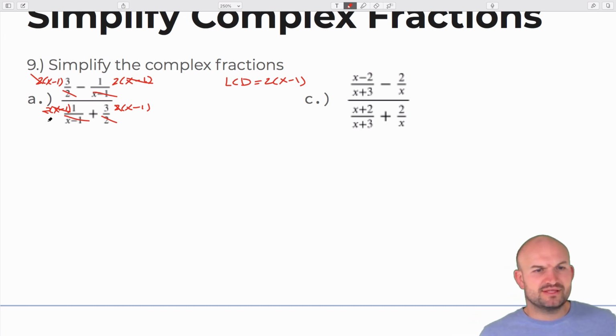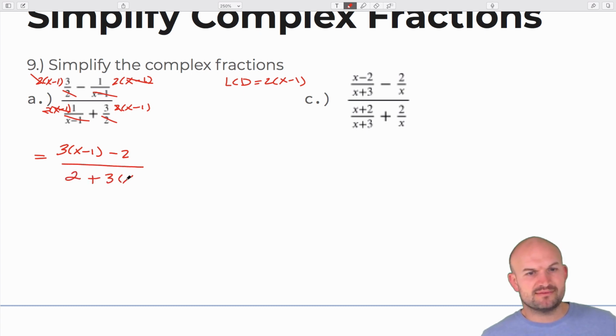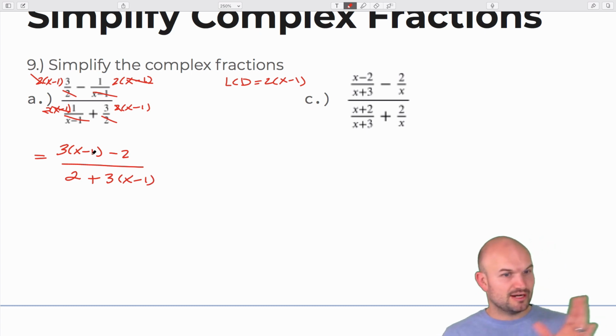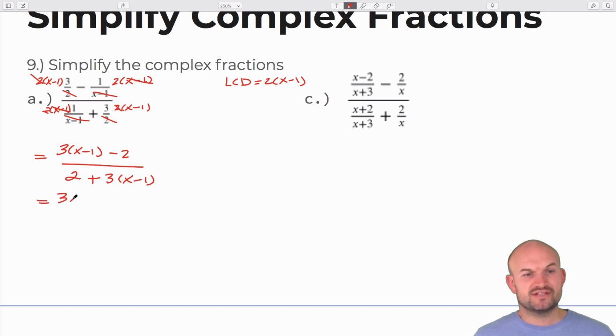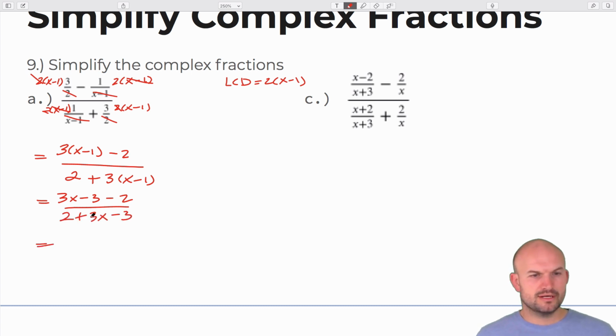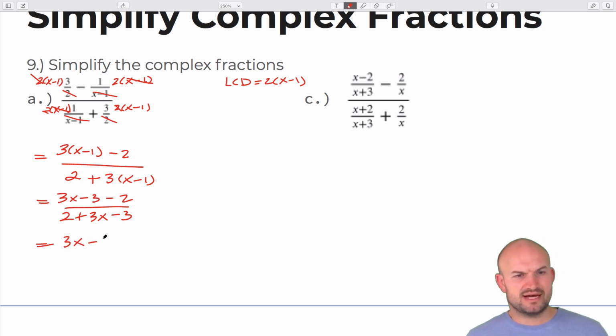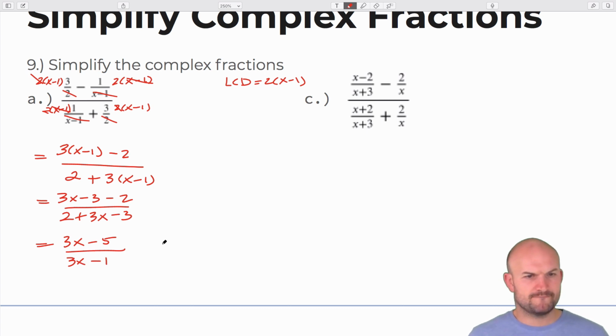So therefore, I'm going to be left with here a 3 times x minus 1, and then here this is going to be a negative 2, all over, in this case, a 2 plus a 3 times x minus 1. Now again, my terms are separated by addition and subtraction here, so you can't divide them out, right? But we can distribute, which I could have done without showing it. I just wanted to show that step. All right, so therefore I'm going to get 3x minus 5 all over 3x minus 1.